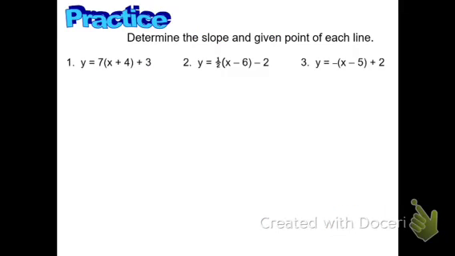Here's a few more examples. Identify the slope and the given point for each line. Pause the video, work each out, and then resume the video to check your answers. I'll give you a moment. Alright, hopefully you've had a chance to do this.